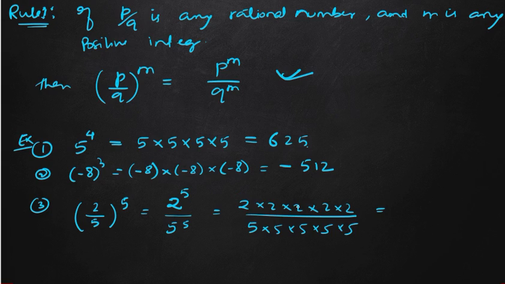So if you multiply, 2 twos are 4, 4 twos are 8, 8 twos are 16, 16 twos are 32. 5 fives are 25, 25 fives are 125, 125 fives are 625, 625 into 5, this will be our 3125.